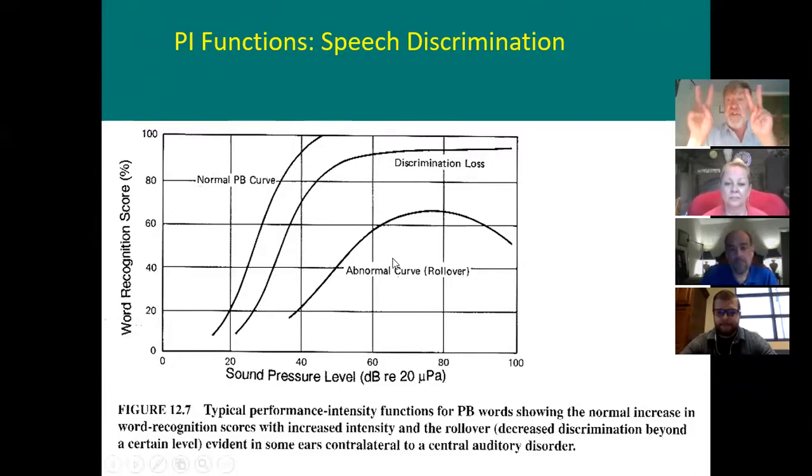It was a sign of eighth nerve tumors as well, saying, hey, when I increased the intensity, my performance got better. Remember, here's your recognition score. Performance is on the vertical. I got louder. My speech discrim did better. But look, all of a sudden it rolled over. So it's saying you've overloaded the eighth nerve, and now with increased intensity, it actually did worse. Okay? That's a behavioral speech test for retrocochlear pathology.